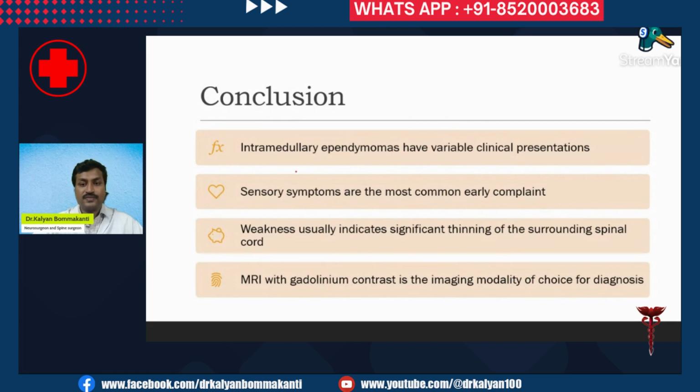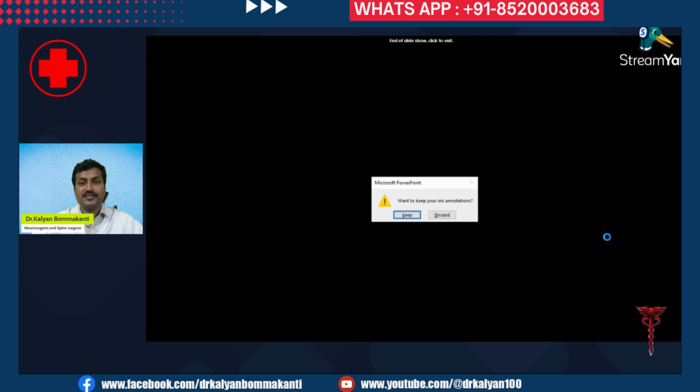So let me conclude. Intramedullary ependymomas have variable clinical presentations. Sensory symptoms are the most common early symptom. Weakness usually indicates, if the patient comes with weakness, it means there is thinning of the surrounding spinal cord. That is, the tumor is already large in size. It has been growing for a long time. Diagnosis is usually made with MRI with gadolinium contrast, but the definite diagnosis is made with biopsy during surgery.